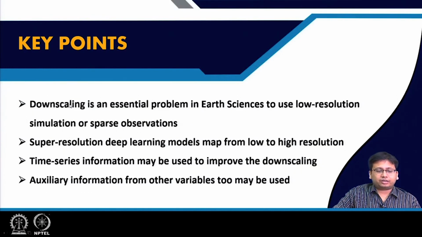The key point here is that downscaling is an essential problem in earth sciences, to use low resolution simulations or sparse observations. Now these super resolution deep learning models can be used to map from low to high resolution. Another option is to use the time series information, which can improve the downscaling, and besides that, variables apart from the variable we are trying to downscale can also be used as predictors or covariates, and that also might help in the downscaling.